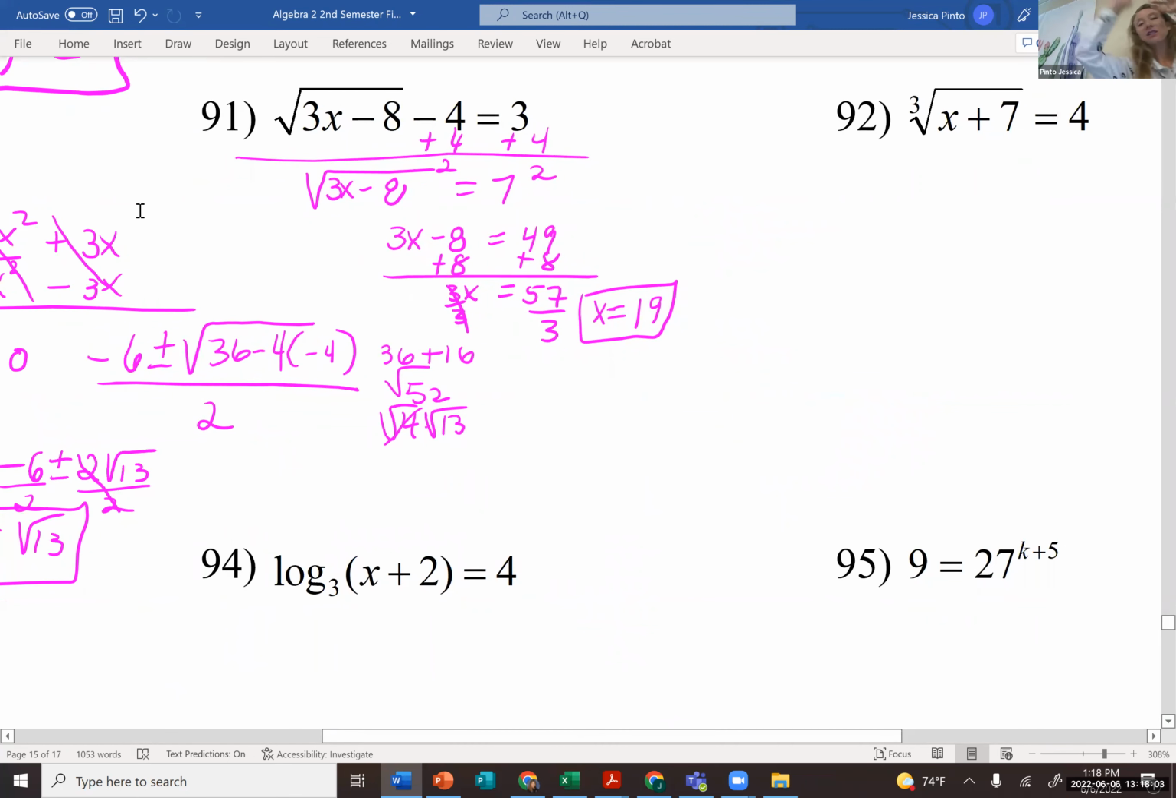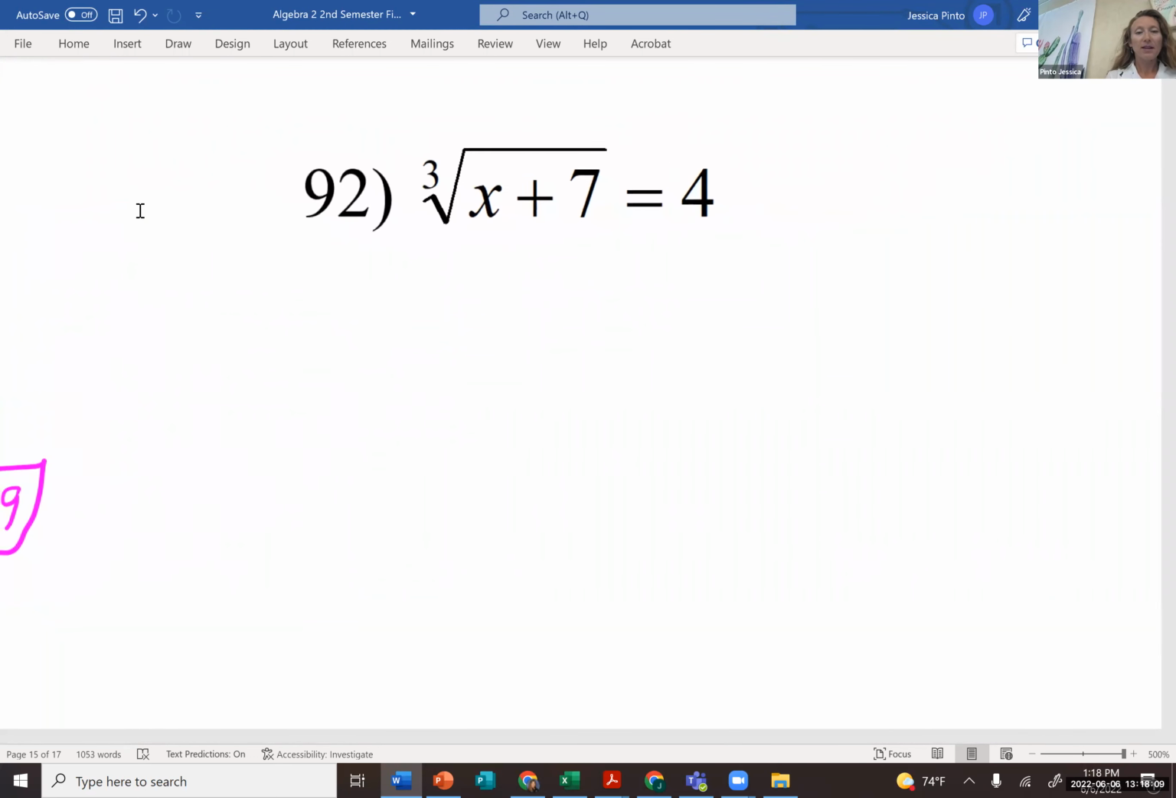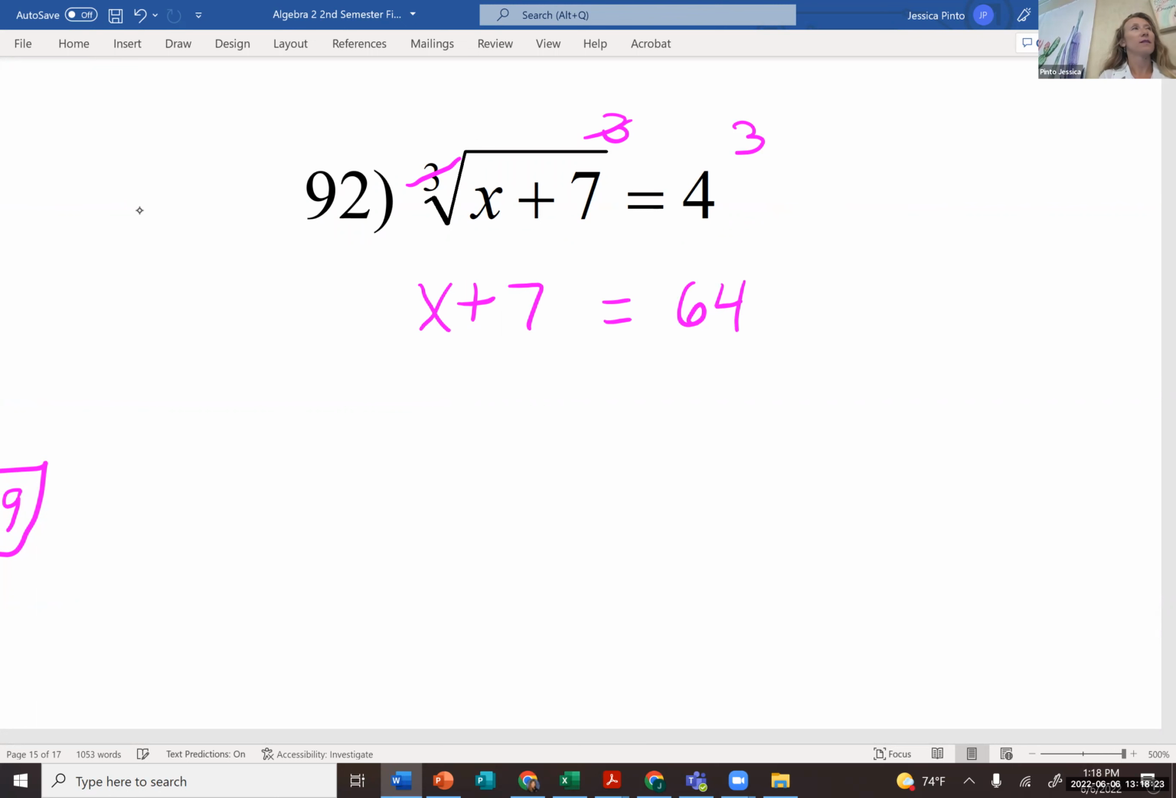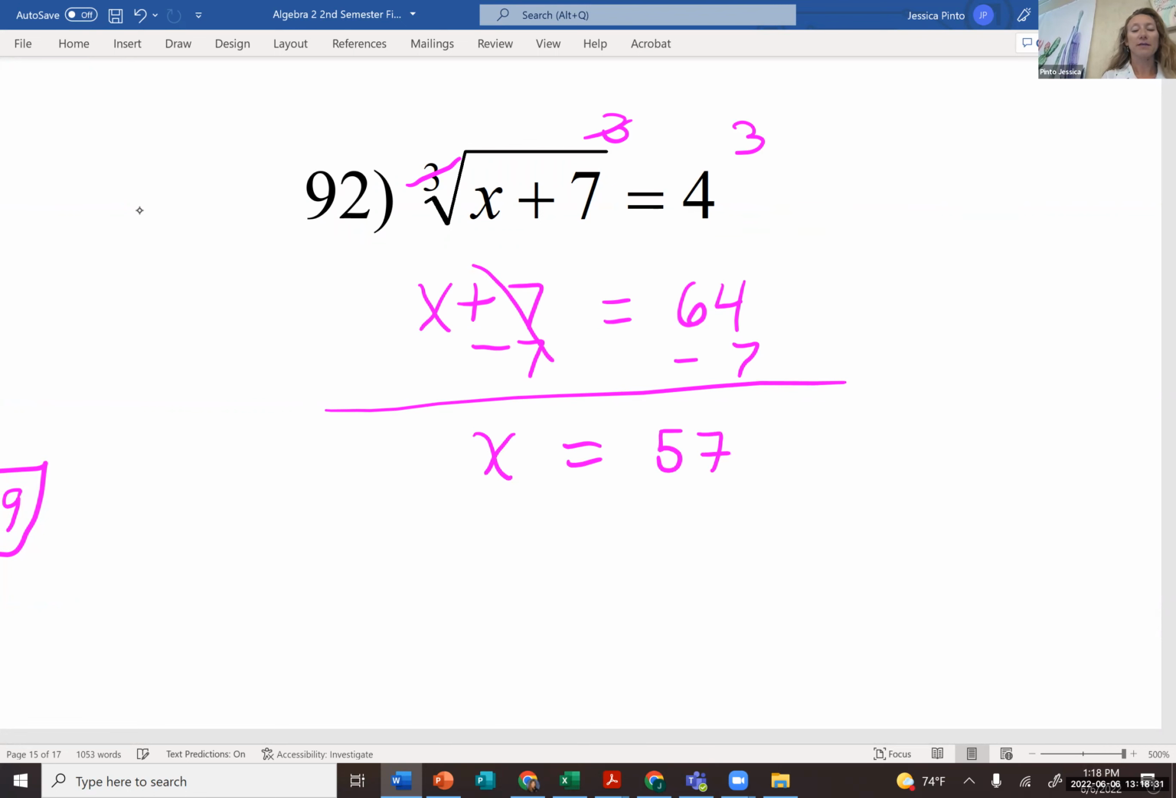93, I look at that and it's cube root. This one's going to be even faster because I can see that there's less going on. I love this one. I start right away by getting rid of the cube root with the opposite operation, which is cube power. That gives me x plus 7 is equal to 64. I subtract 7. And isn't that interesting that this same number showed up again? 57 is our answer.